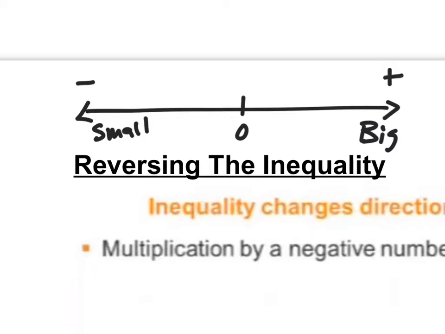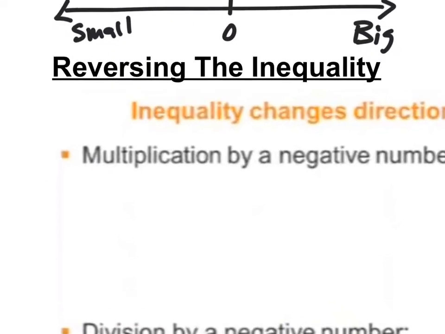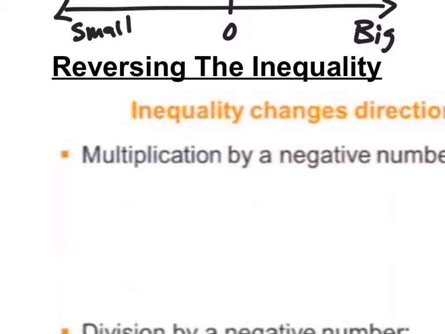So I'm about to give you guys something to think about here. But let's just take a look for a second. All right, let's say I have negative 2 is less than 5, okay? And let's say I want to multiply both sides by negative 2.